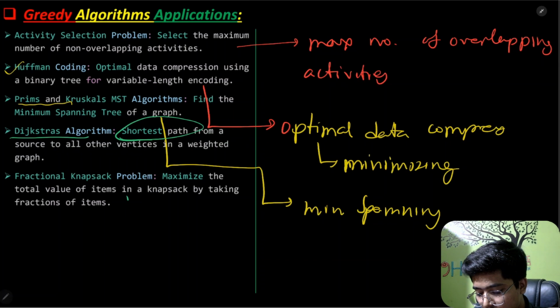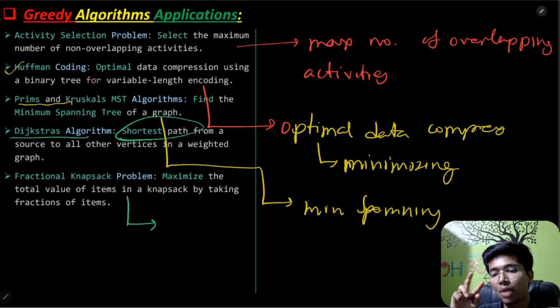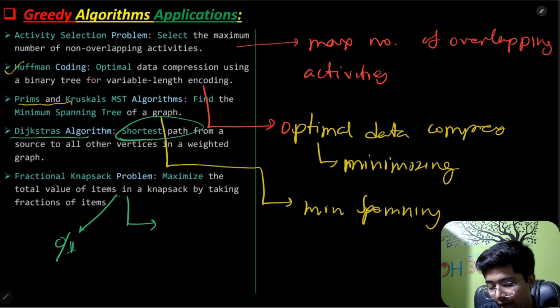Fractional knapsack problem. As I told you, the knapsack problem is of two types, zero-one knapsack and fractional knapsack. We use greedy algorithms here also.